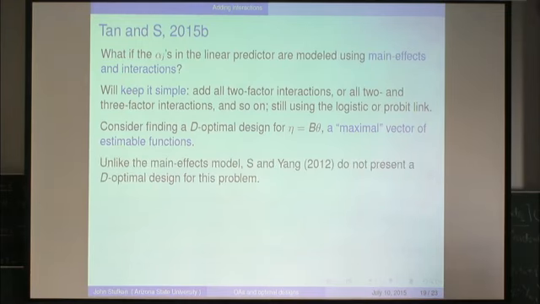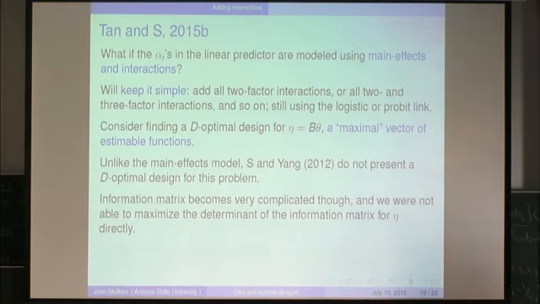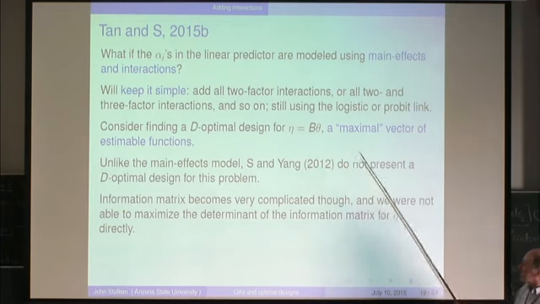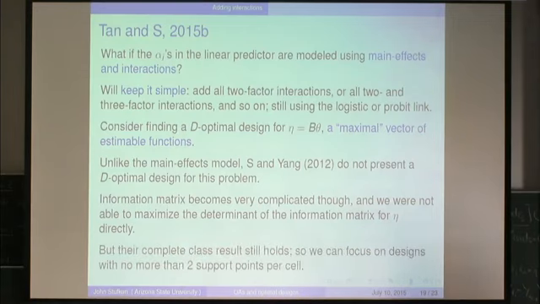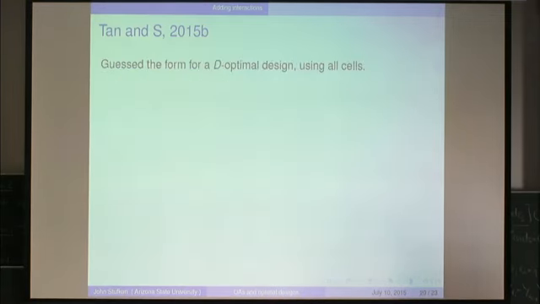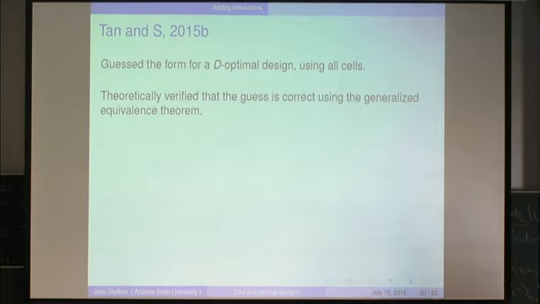It's a little bit more difficult because you don't have a d-optimal design here. There is none in our 2012 paper that only looked at d-optimal designs for main effects. And we were not able to directly come up with maximization of the determinant of the information matrix for eta on these models. At least my student was not able to do that. But he found another way around it by using equivalence theorem. So he guessed the form for the optimal design using all of the cells, and then theoretically verified that his guess was correct using a generalized equivalence theorem.